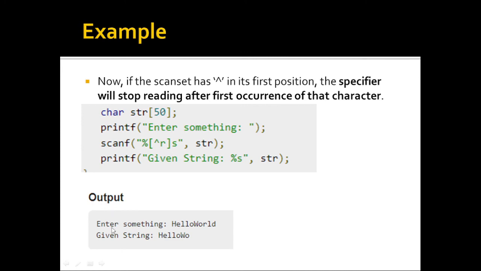So let's take a look at the example. Let's say enter something: hello world. So letter R is in this position. You notice if you enter this, it will only accept hello wo. So it will stop once it encounters the letter R.